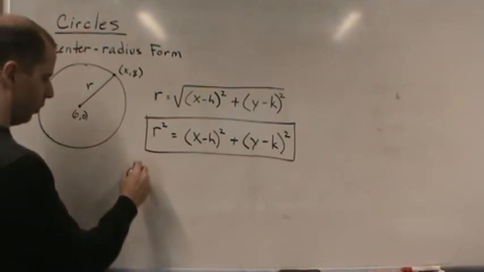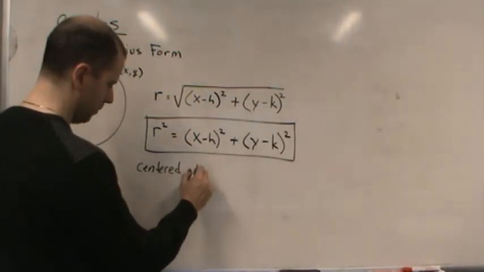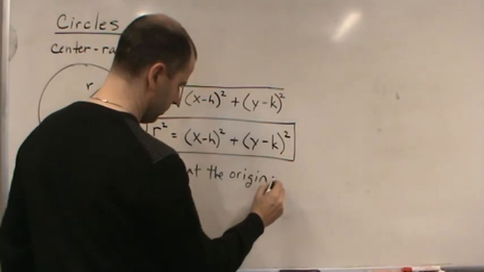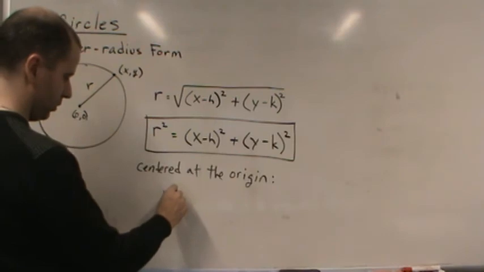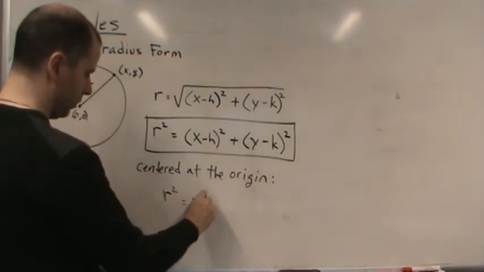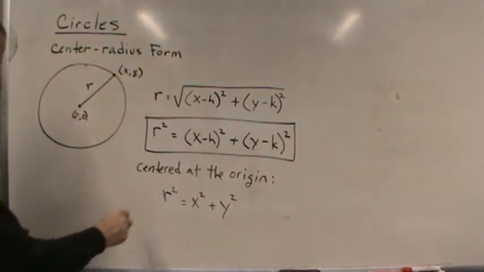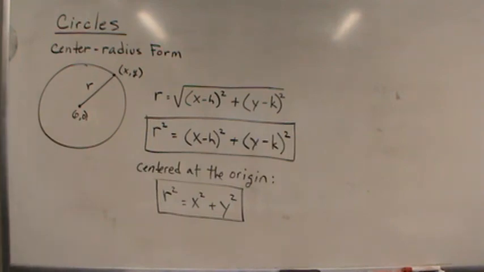Well, if it's centered at the origin, then h is 0 and k is 0, and it just reduces to r squared equals x squared plus y squared. And there you have it. That's the center-radius form of a circle, and it comes directly from using the distance formula.